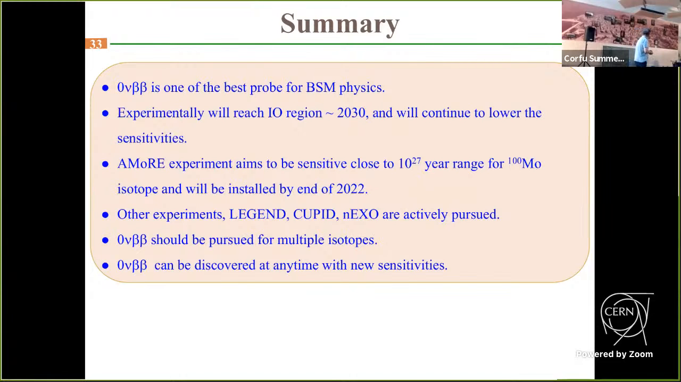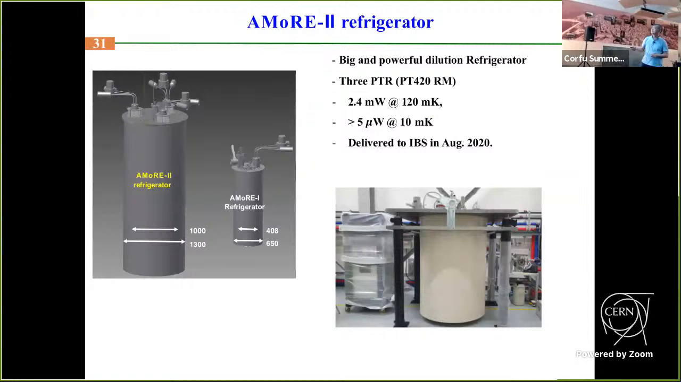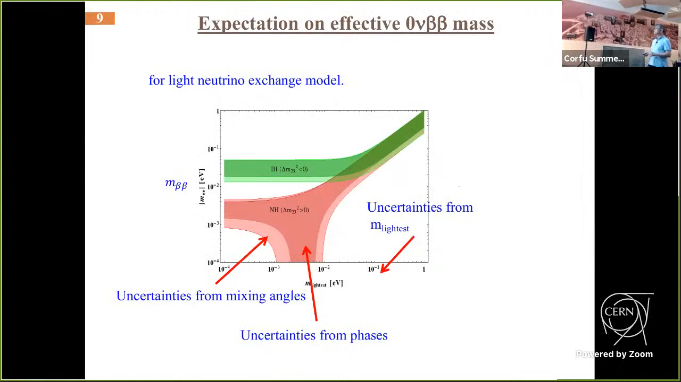This is a very nice talk. My question is about slide number 9. The question is a simple one: how much of the uncertainties in that plot are due to the uncertainties in the nuclear matrix element?